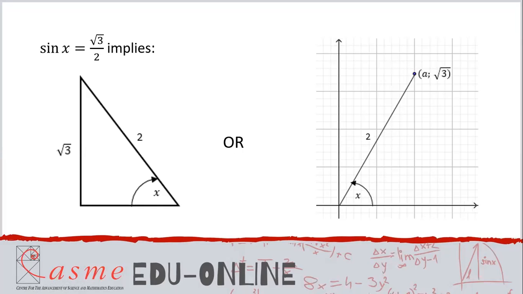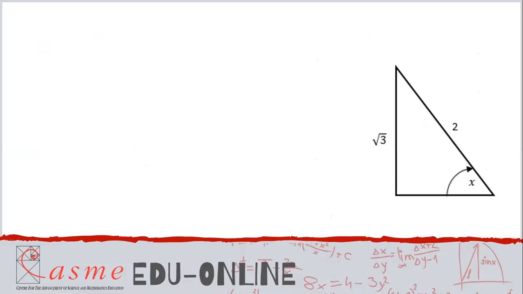If it was a cosine and you've got root 3 over 2, then you would know that root 3 is the adjacent side and 2 is the hypotenuse. If it was the tangent and you had root 3 over 2, then you'd know that the opposite side is root 3 and the adjacent side is 2. But in this case, we're given that sine x is √3/2. So using our knowledge, we can always work out. So now let's solve it.